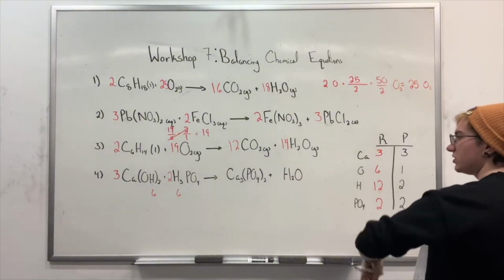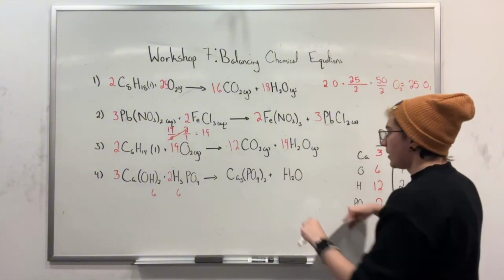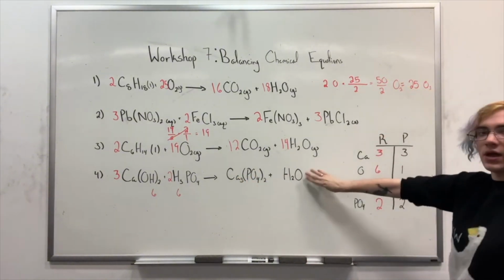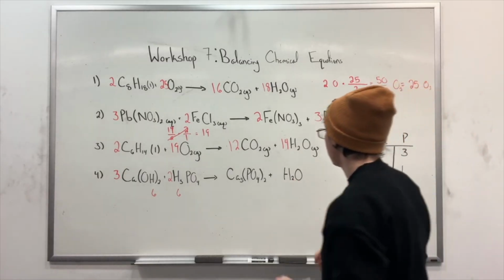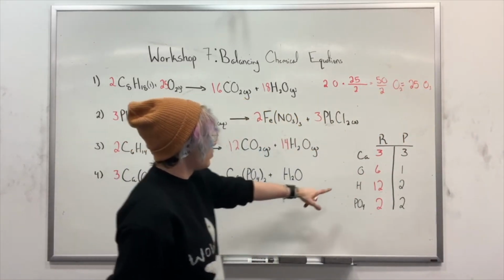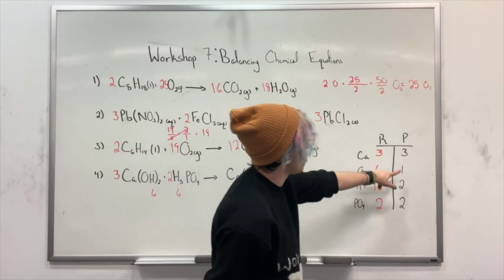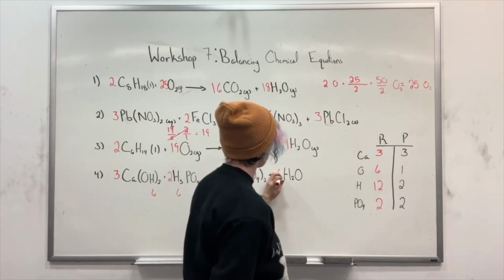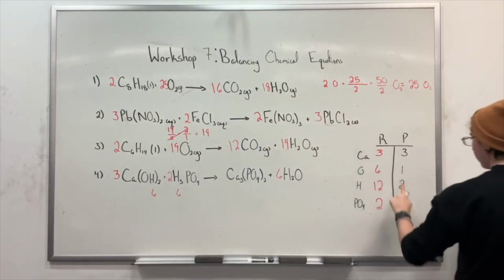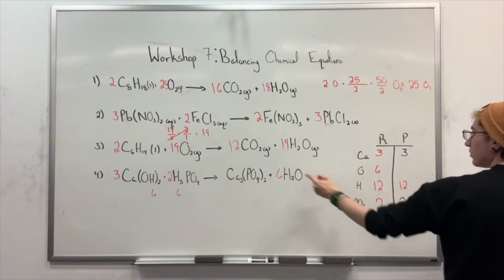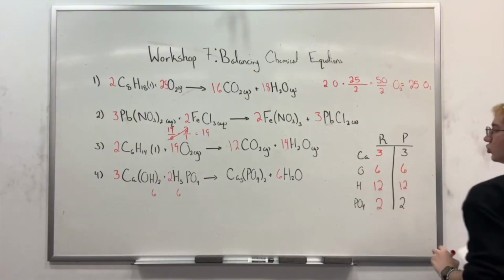We focus on our harder species, the calcium and the phosphate, and now we have 6 to 1 and 12 to 2 with a water right here. 2 hydrogen and 1 oxygen. We need to multiply this 2 by 6 to get 12, and we need 1 times 6 to get 6. So we multiply our water by 6. That balances our hydrogens to 12 and our oxygens to 6.